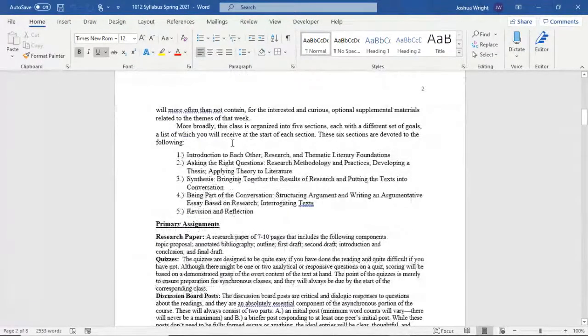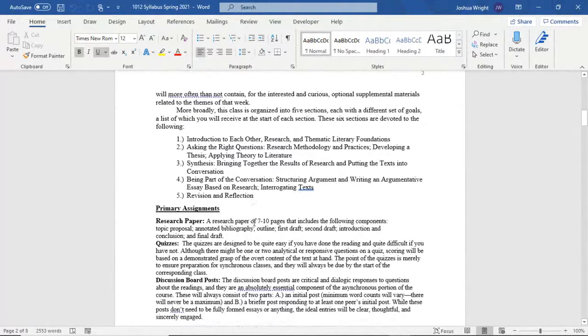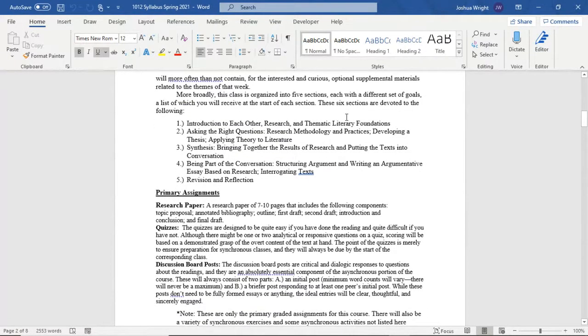All right, and then I've broadly divided the class up into 5 sections. Introduction to each other, introduction to research, and introduction to thematic literary foundations, which is where we find ourselves now, right? So we made some introductions to each other on Monday, and you're still doing that as you do your discussion boards with the peer responses on the introductory discussion board. I will also be responding to each and every one of you on the introduction discussion board. And then we'll do some introduction to the research, what it means to write a research paper of this kind.